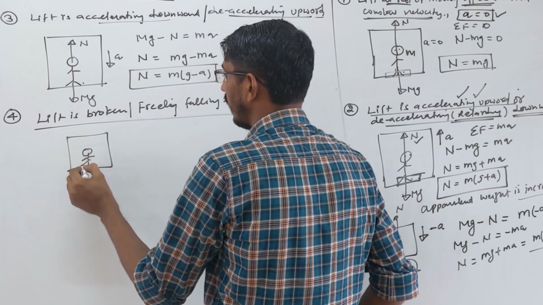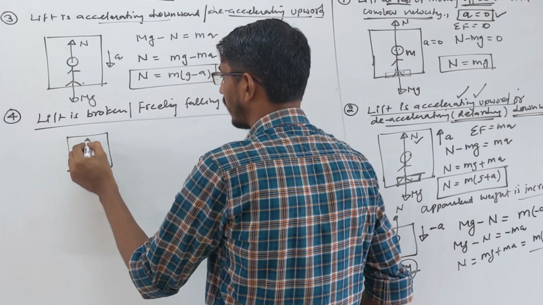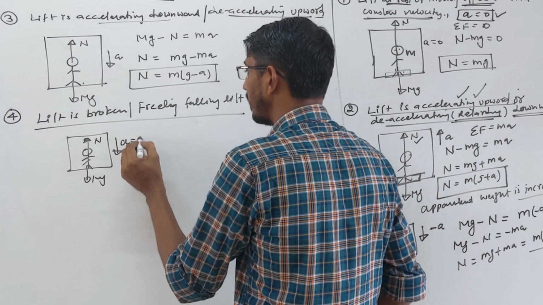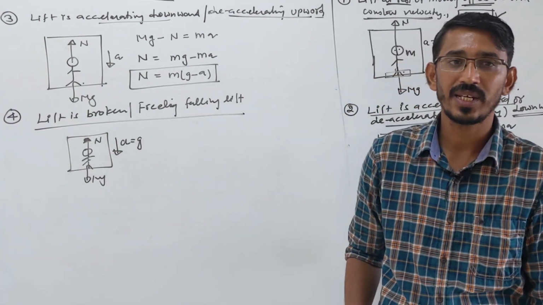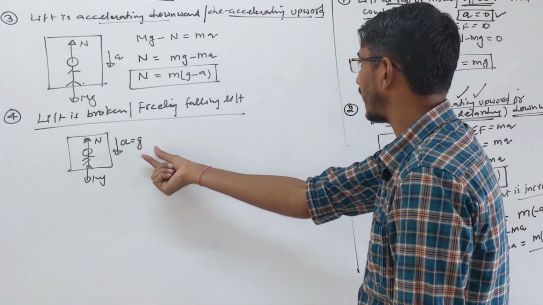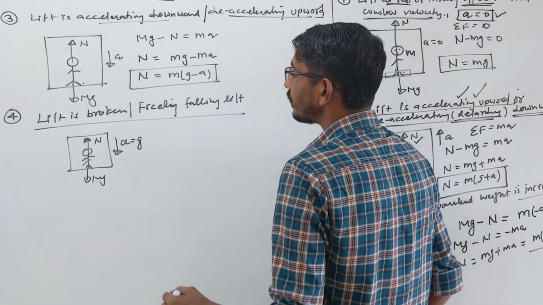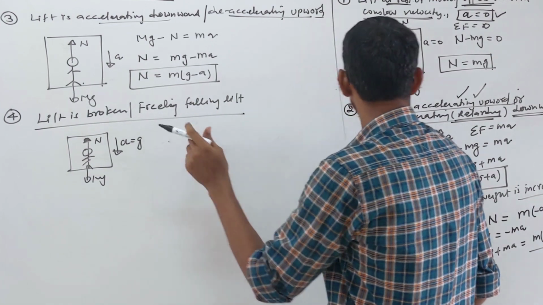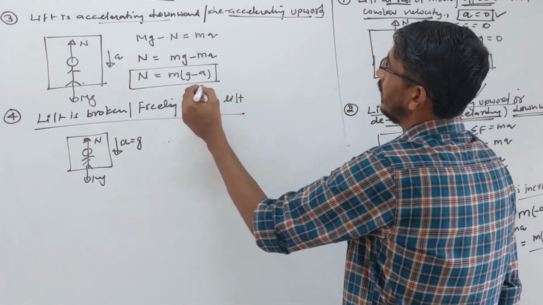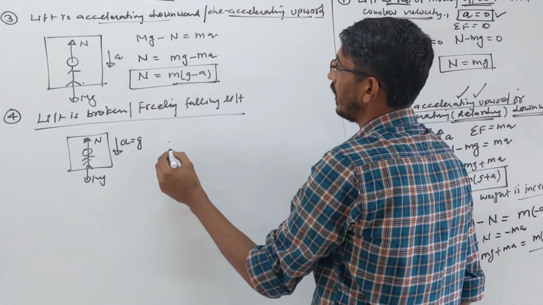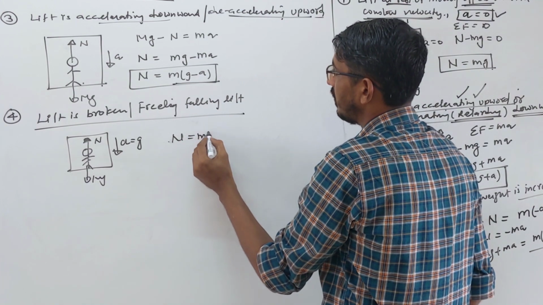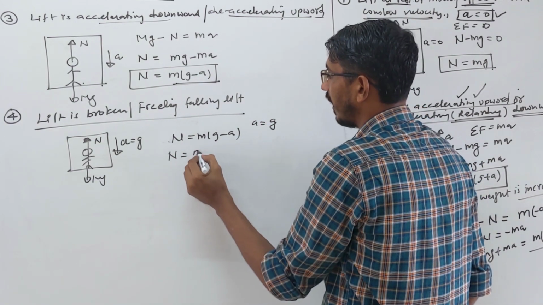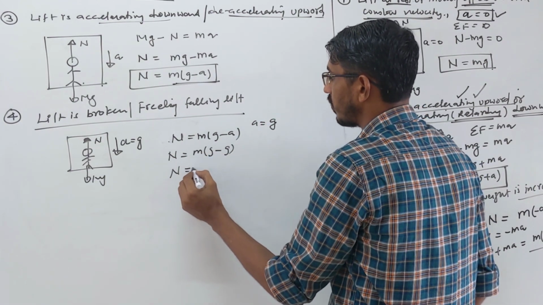So look here, what will happen? This is the body here, and this is your mg, this is your N. The lift is freely falling downward. Acceleration a is equal to simply g. When something freely falls, acceleration is simply acceleration due to gravity. So in that case, let's write the force directly here. I already wrote it here, you can check it. This case only, moving downward or freely falling. So you write N is equal to m(g minus a), but a is again equal to g.